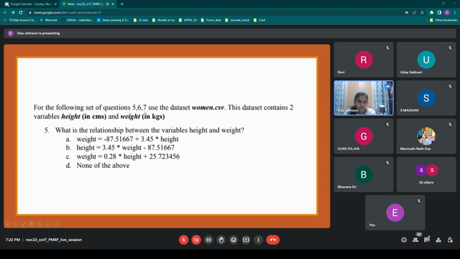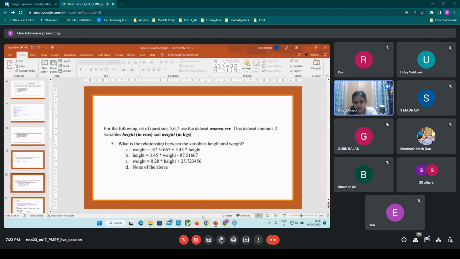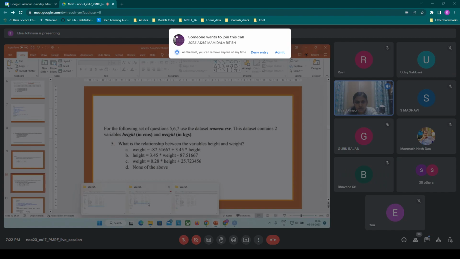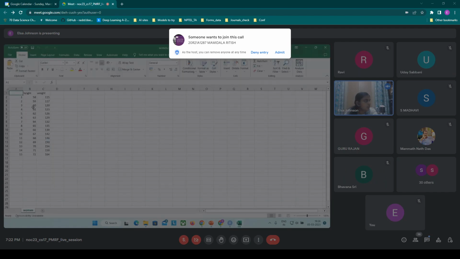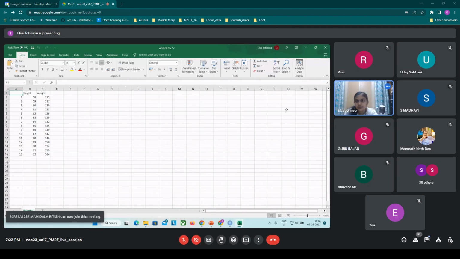For the following set of questions, use the dataset women.csv. This dataset contains two variables, height in centimeters and weight in kilograms. I'll just show the data set. This is the data set that we are looking at. So this many rows and columns are there.